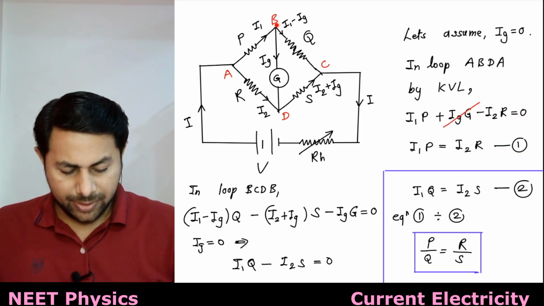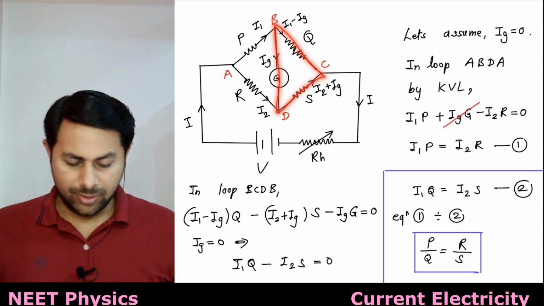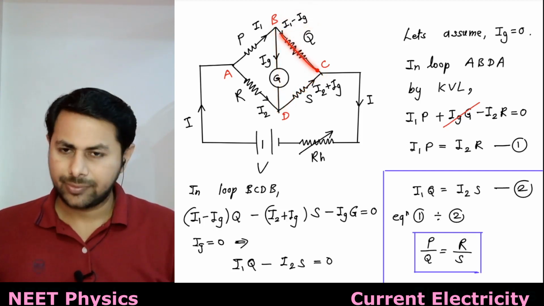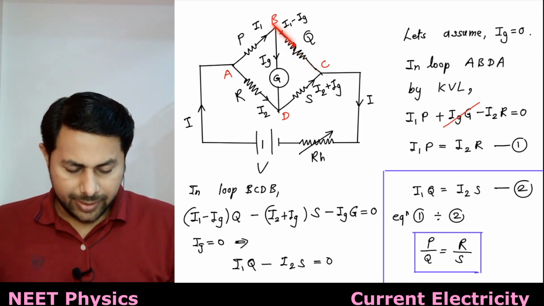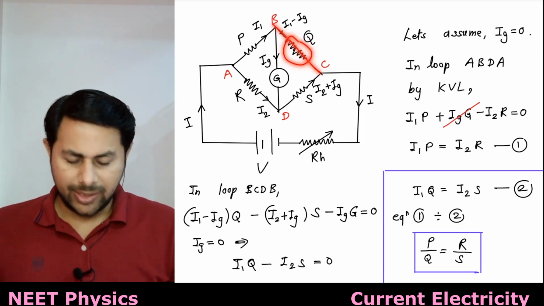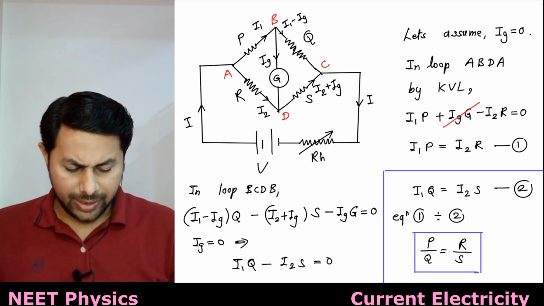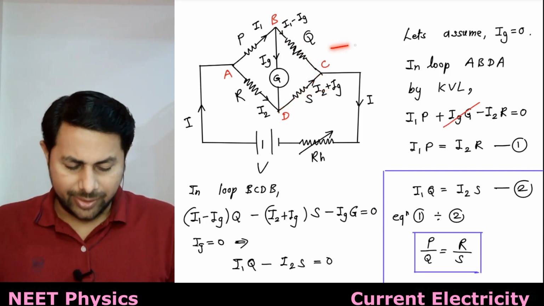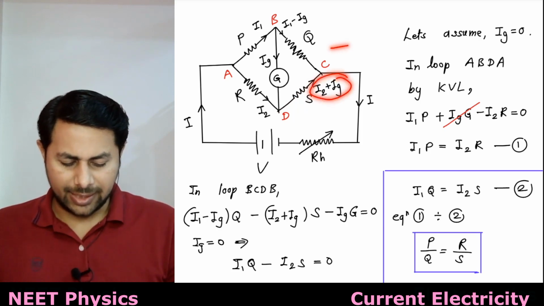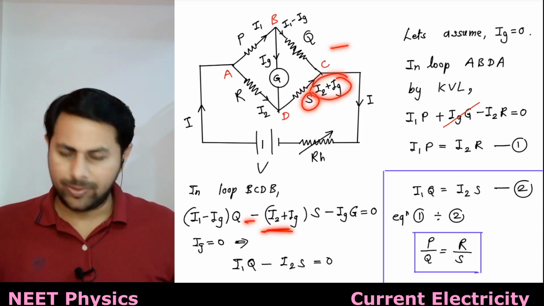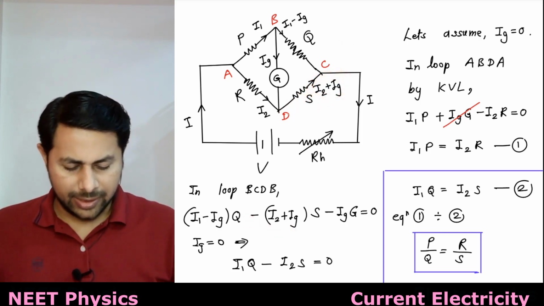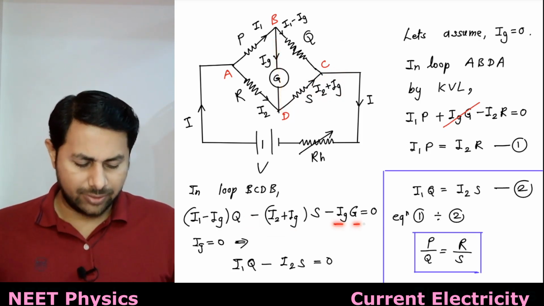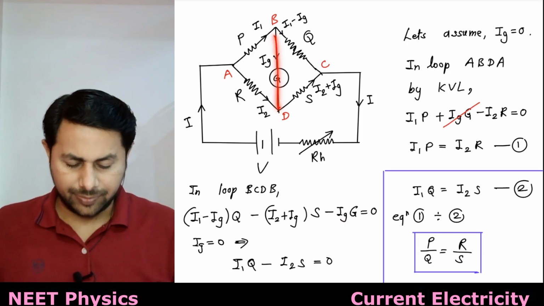Then see the loop BCDB. In this loop you have I1 minus Ig times Q, that is the potential difference in this one. Then you are moving in the opposite direction of this current, so you have minus of I2 plus Ig times S, and again here also you are moving in the opposite direction of current, so minus of Ig times G, and that's equal to 0.